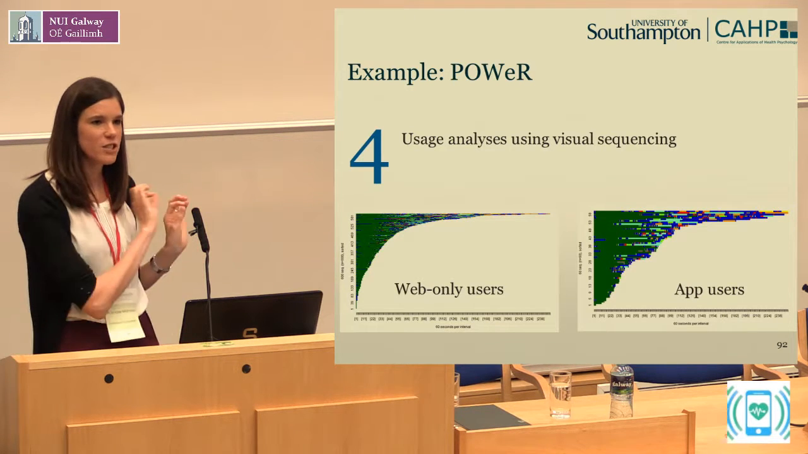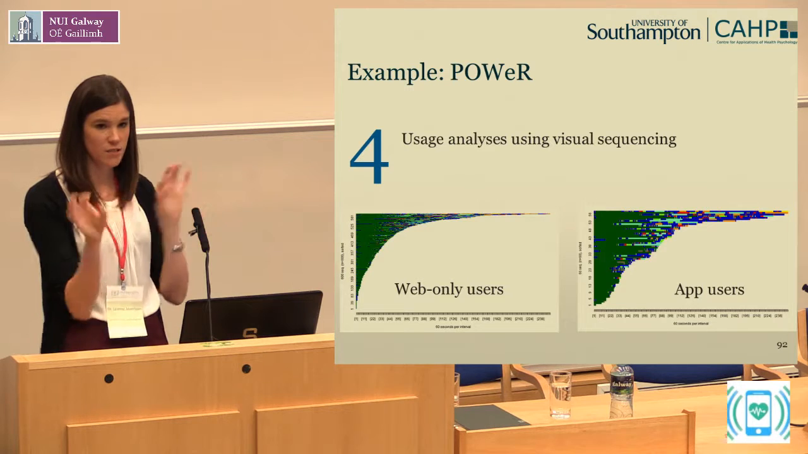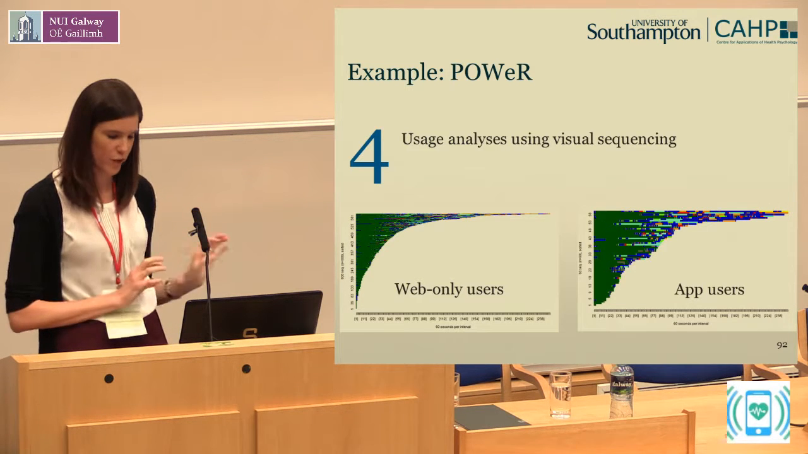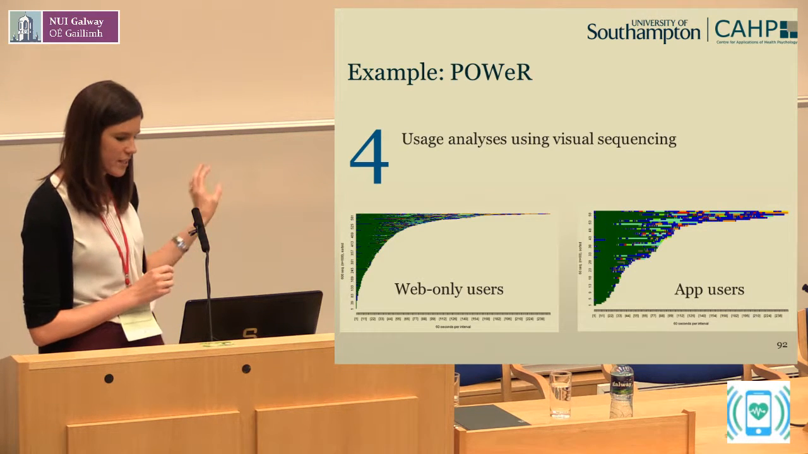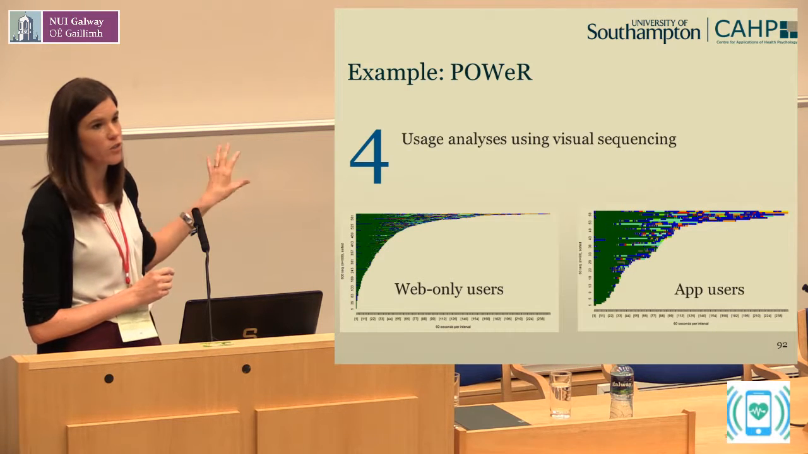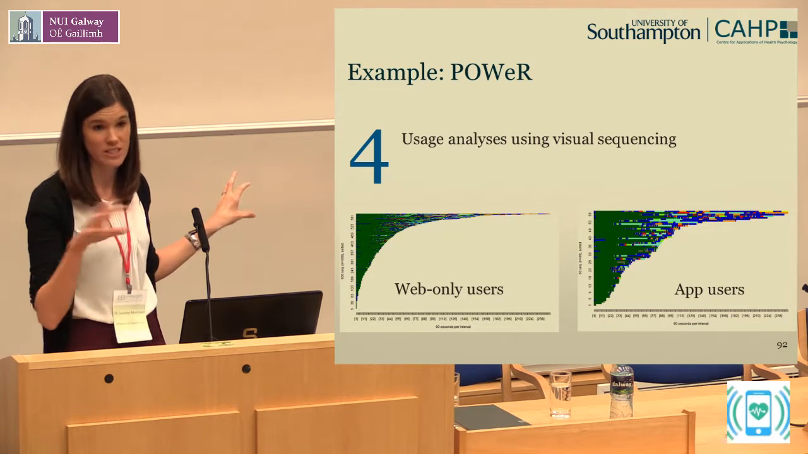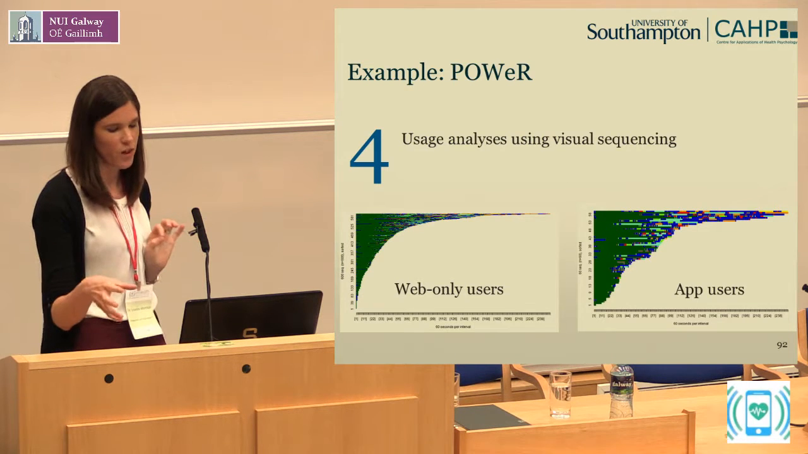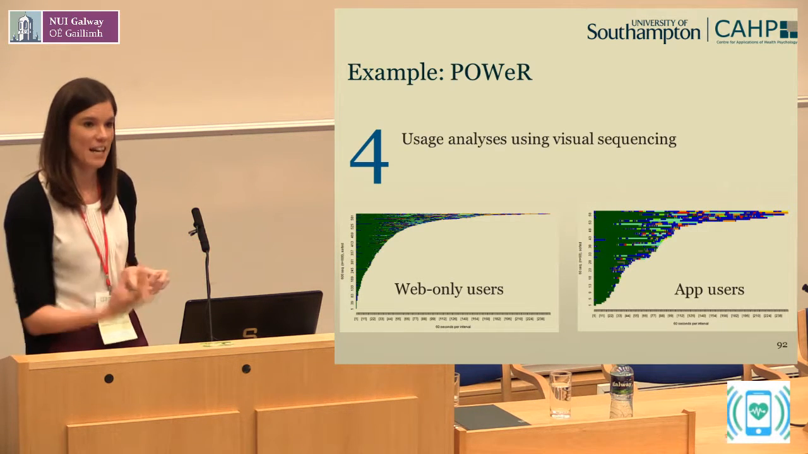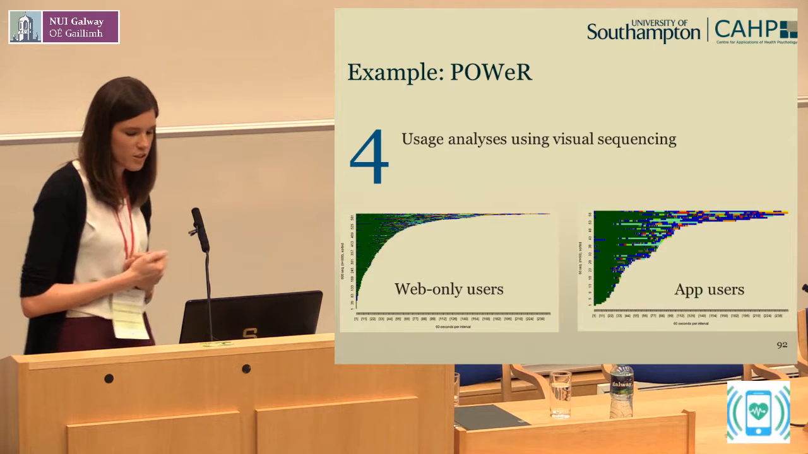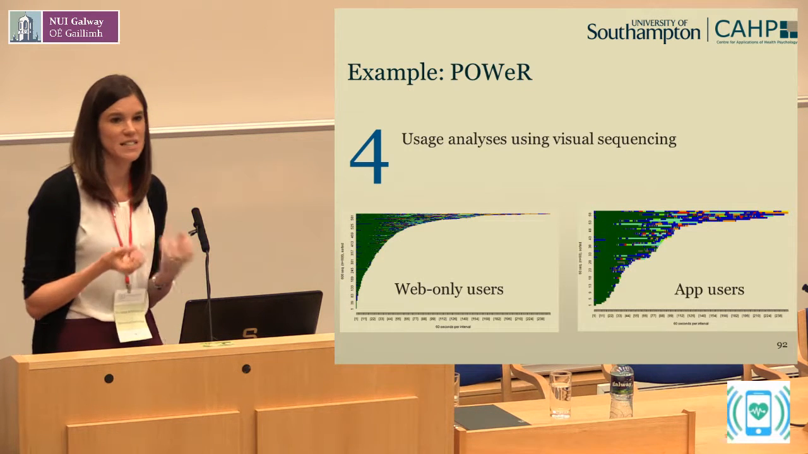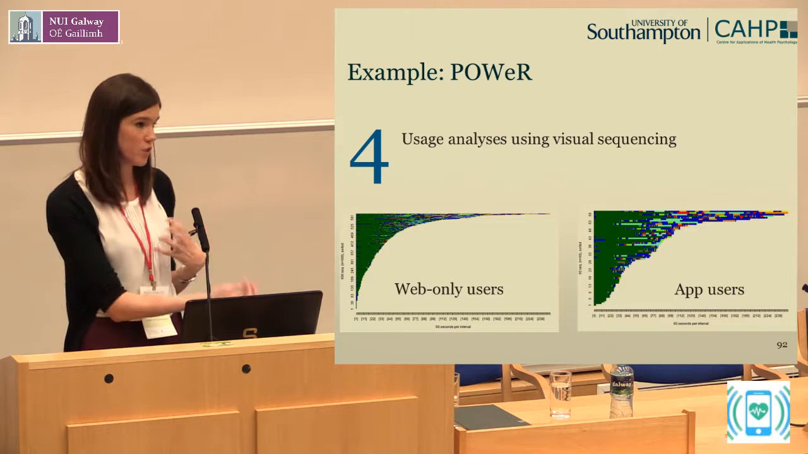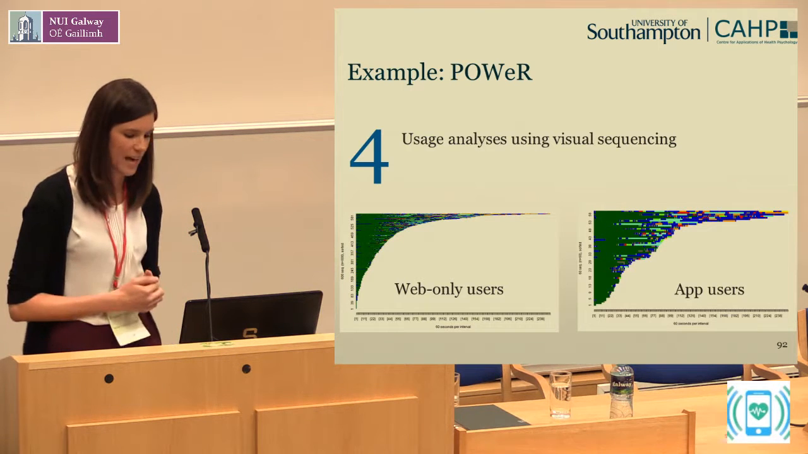The idea is that each row is a person and each burst of colour is a particular part of the website that we've coded up. You can see on the left is those who just used the POWER website, so didn't choose to download the app or couldn't download the app. And on the right is those who downloaded the website and used the app. We were just looking for different bursts of colour to see if there were any differences in the way the online website was used, depending on whether or not they downloaded the app.